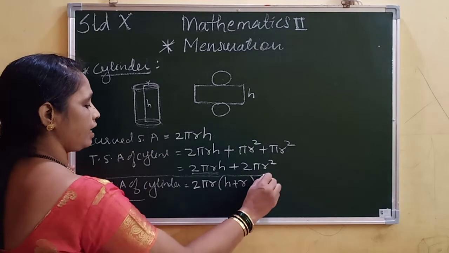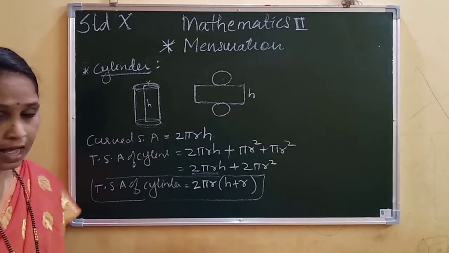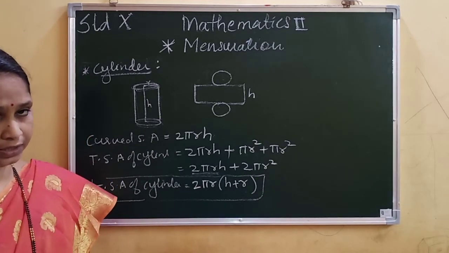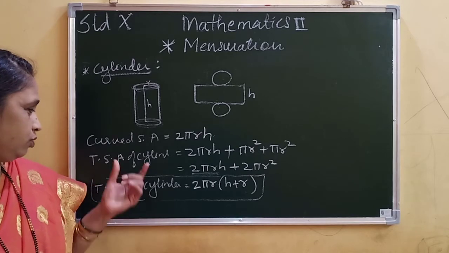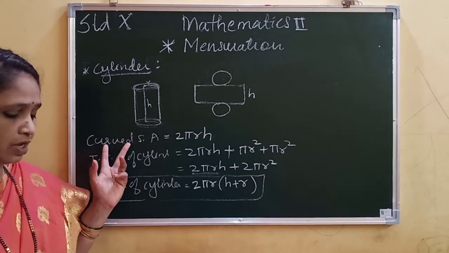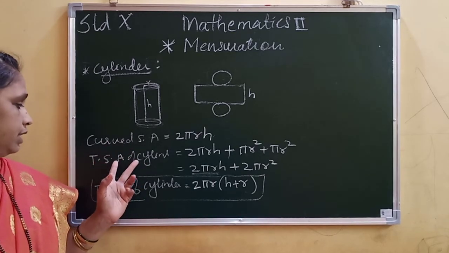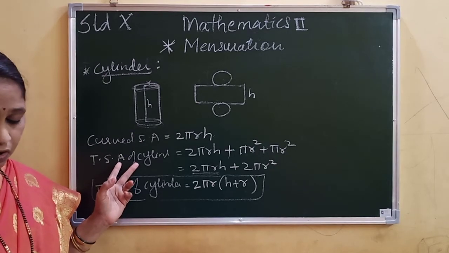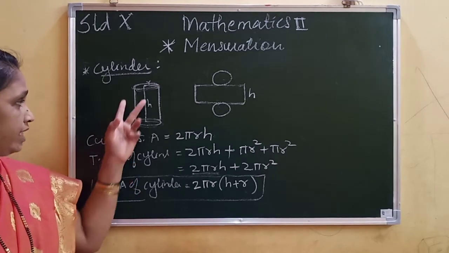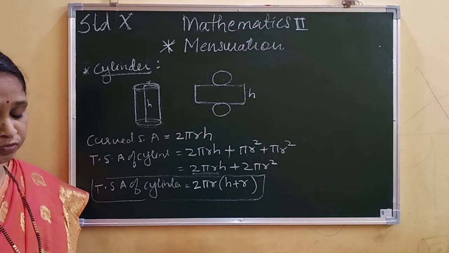2 pi r bracket h plus r is the surface area of a cylinder. Total surface area of a cylinder. Now we have got the curved surface area and total surface area of a cylinder. Next we have to study the volume of a cylinder.